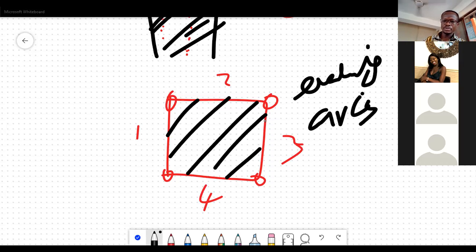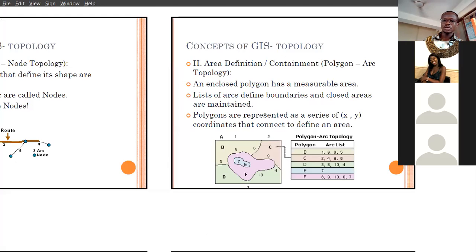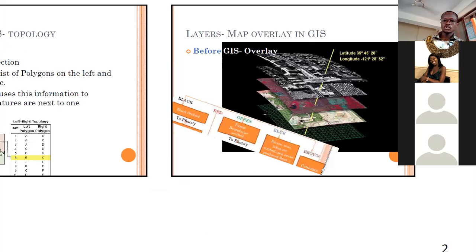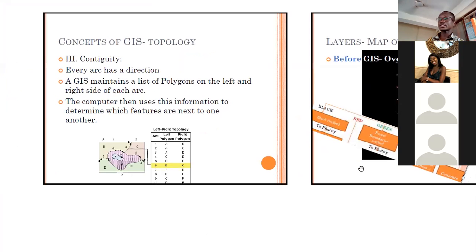Let's see. I think the next thing is contiguity. The last concept in topology is contiguity. Contiguity is about direction. How do computers get to know the direction that something is traveling, whether it's traveling in this direction or in that direction? How does it know? It has to find a way to know. All right.